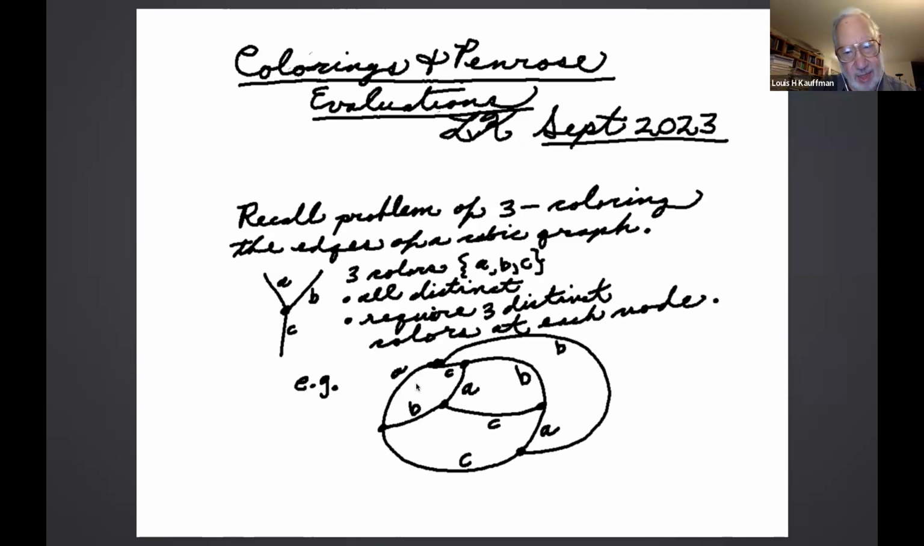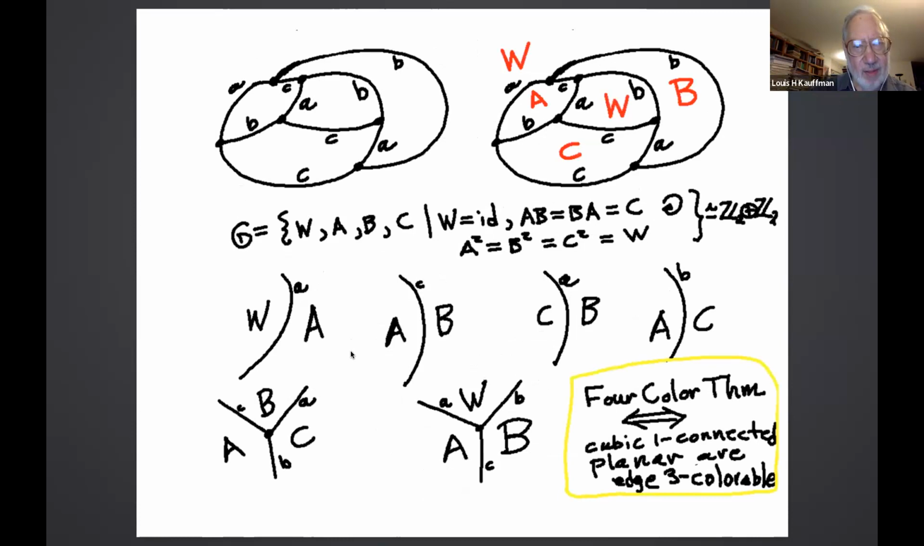So here's an example of a graph that has been colored with 3 colors according to those rules. And the problem is to find out whether you can color your graph and how many colorings there are. In the case of planar graphs, this problem is equivalent to the famous 4-color theorem, 4-color problem. The way it's related to 4-coloring is by coloring the regions and then combining colors on the regions to obtain colors on the edges.